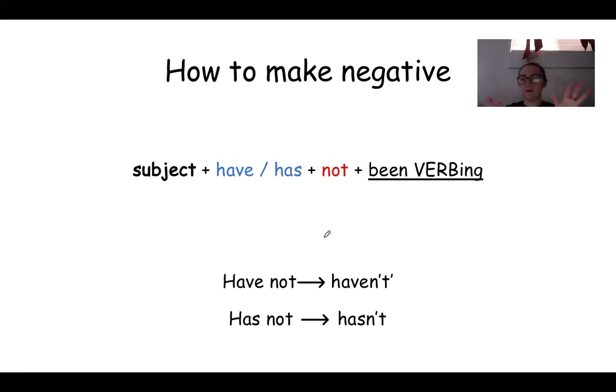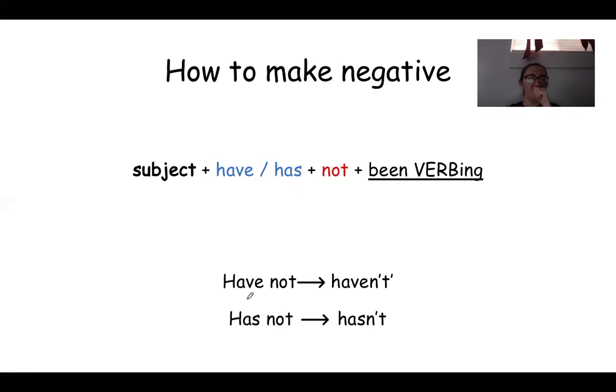So now let's talk about the little things, like how to make it a negative and how to turn it into a question. So you have your subject, have, has, and then you just put not, right? So that's kind of the thing: if you have a have or a has and you're using it for any kind of sentence, if you want to make it a negative sentence, or if you want to tell somebody, no, that's not what's happening, you just put a not. So you could say haven't, hasn't, have not, has not. And then been with the verb and the ing. So that's all you have to do.